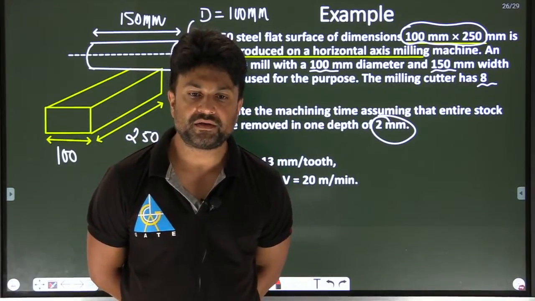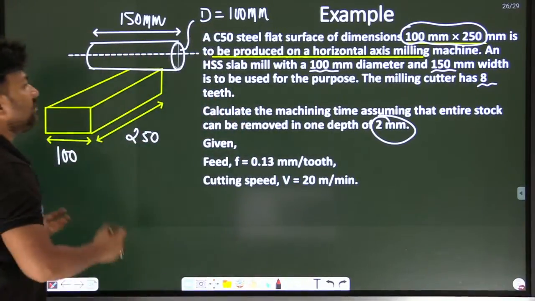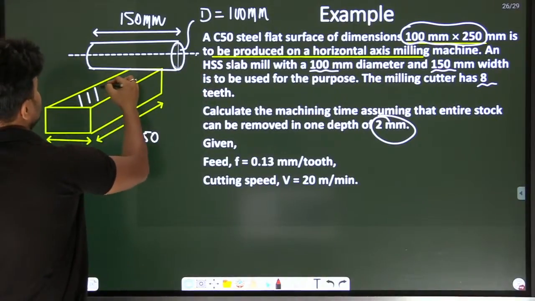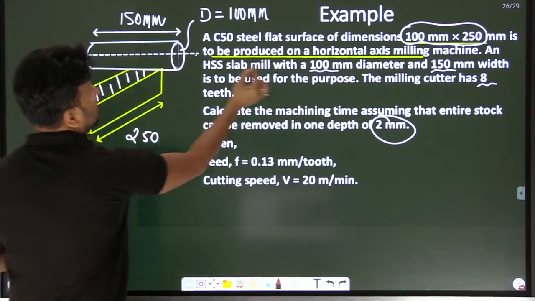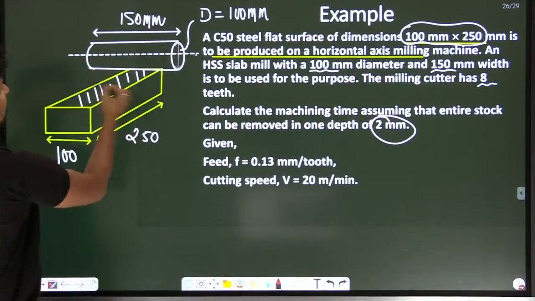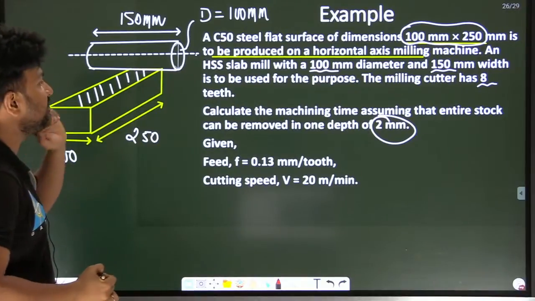Hello everybody, is that clear now? So basically it's a peripheral milling because the milling axis is parallel to the machine surface. Horizontal axis milling means the milling cutter axis is parallel to the machine surface. Now you have to find the machining time.